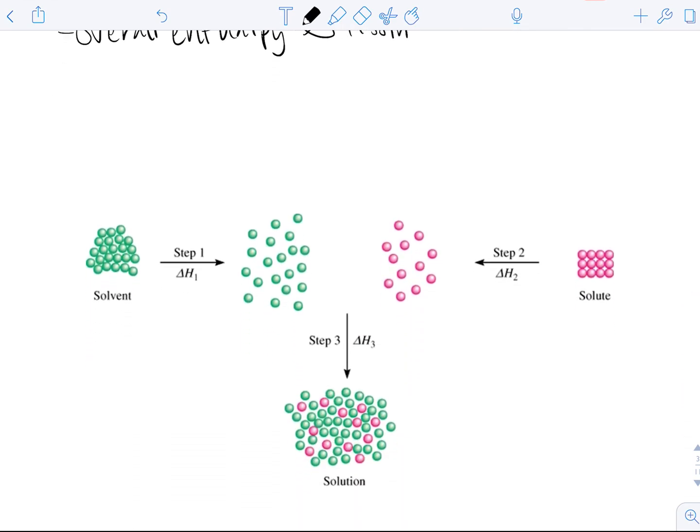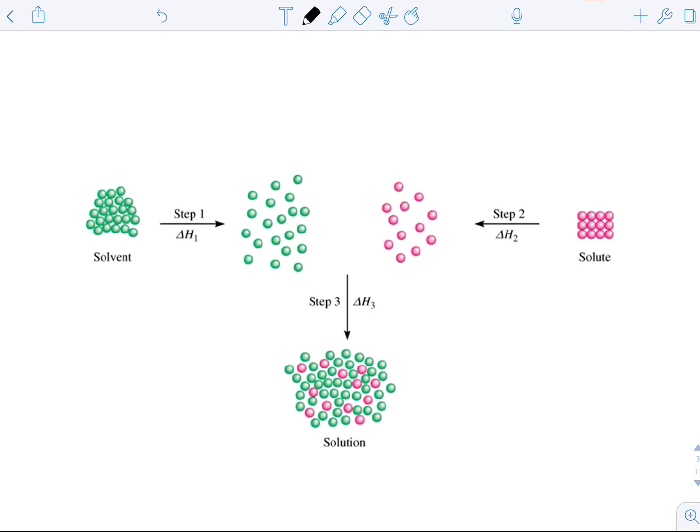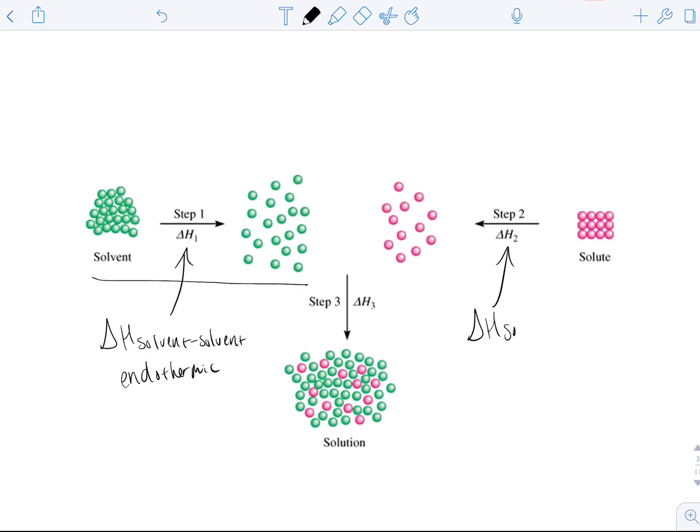So let's just look at this real quick. The first thing we do, we break up solvent-solvent interactions, putting space between our solvent molecules. That delta H involved is delta H, solvent-solvent. And as I said, this will be endothermic. And then the next thing we're going to do is break apart our solute-solute interactions. So this is a delta H, solute-solute. So how much energy is required to break that apart? And again, this will be endothermic. So we're making space in between our particles to mush them together, making new solvent-solute interactions which form our solution. So that's our delta H, solute-solvent.